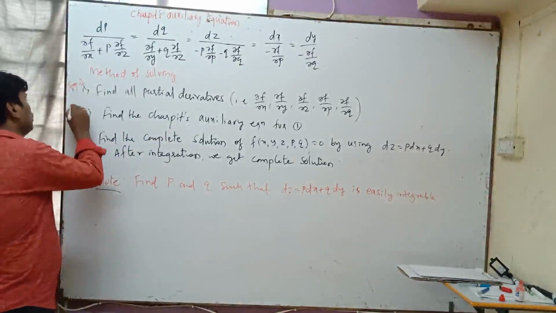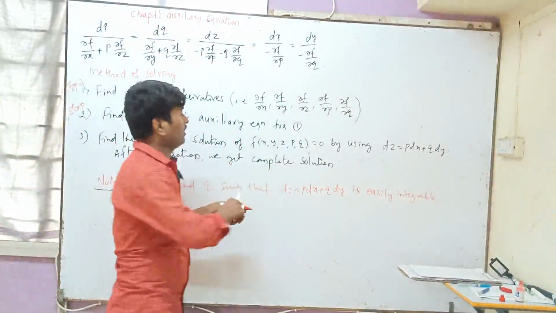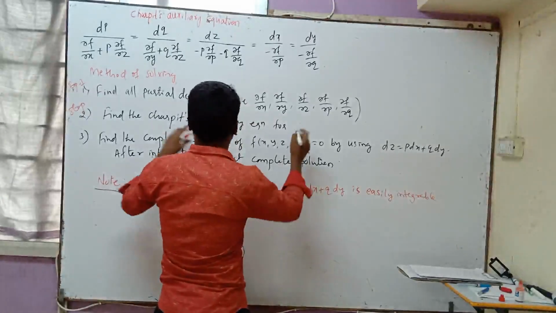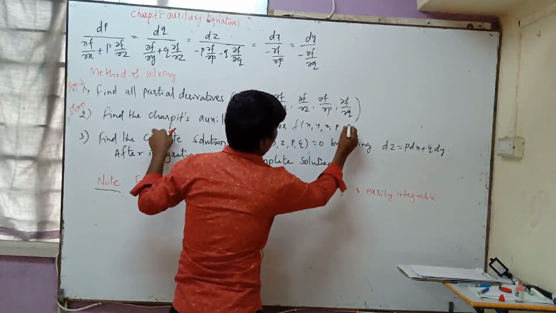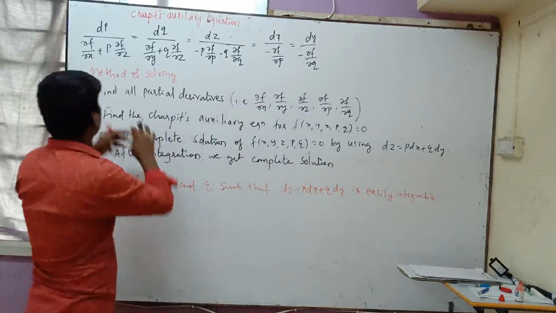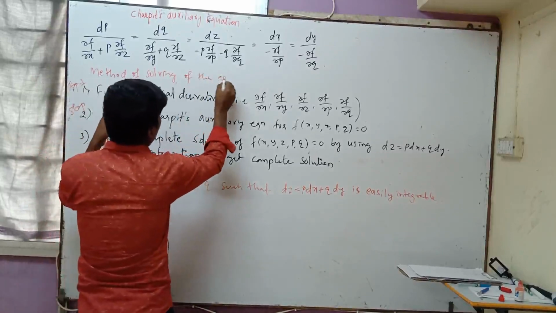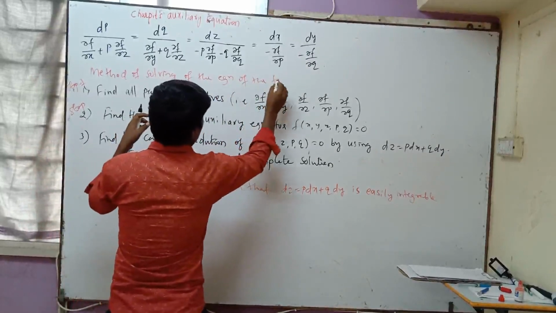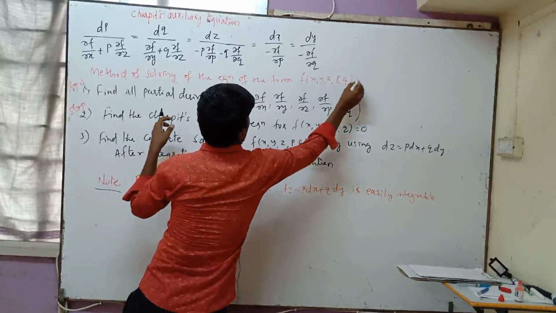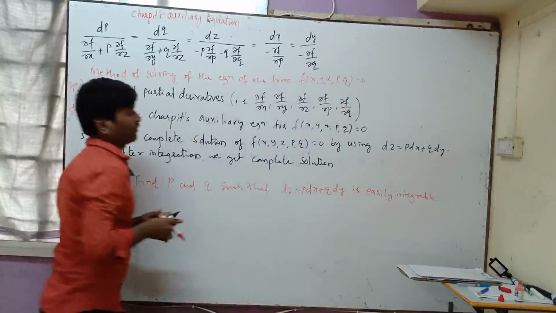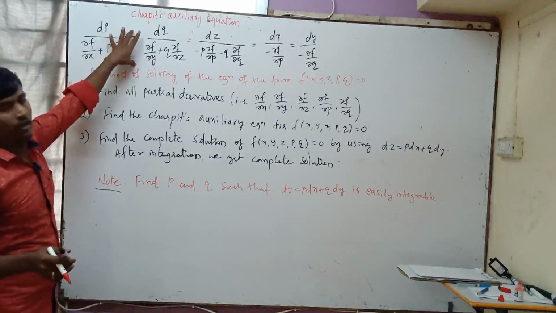In step 2, find the Charpit's auxiliary equation for the equation f of x, y, z, p, q is equal to 0. Always remember the solving method of the equation of the form f of x, y, z, p, q is equal to 0. We have already derived the Charpit's method of auxiliary equations.